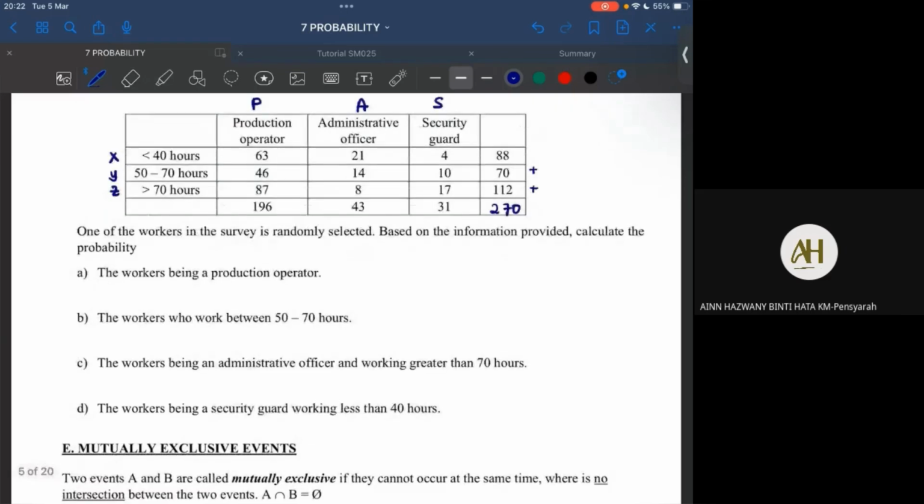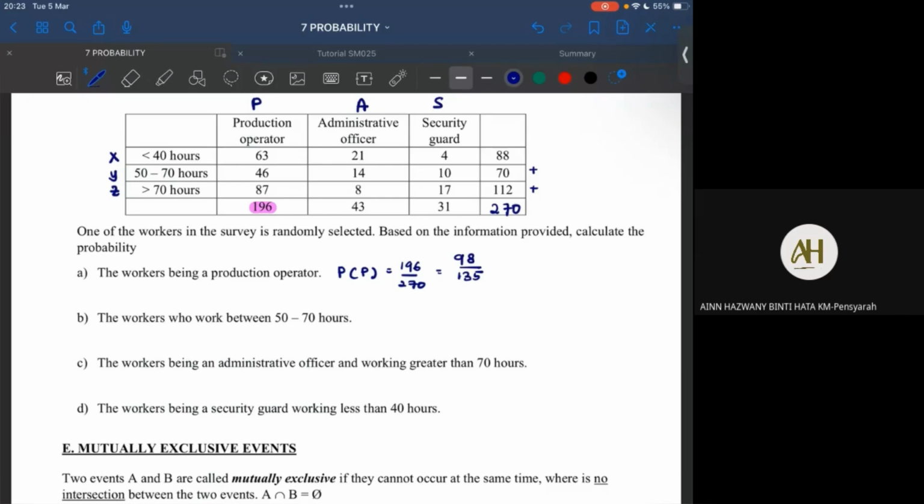Okay, so question A. Find the probability of the workers being a production operator. Okay, production operator. So kita nak cari production operator sahaja. Okay, production operator kesemualah yang bekerja kurang daripada 40 hours, bekerja lebih daripada 70, bekerja between 50 dengan 70. So this is 196. Okay, so very straightforward, 196 over 270. Jangan lupa simplify, we have 98 over 135.